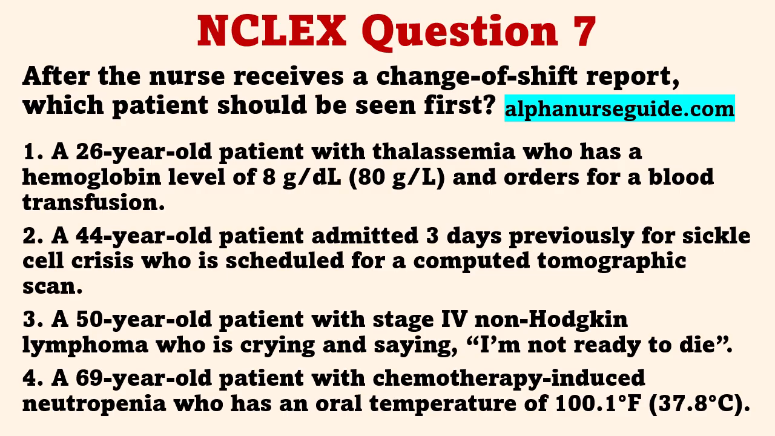The correct answer is 4. A 69-year-old patient with chemotherapy-induced neutropenia who has an oral temperature of 100.1 degrees Fahrenheit. Any temperature elevation in a neutropenic patient may indicate the presence of a life-threatening infection, so actions such as drawing blood for culture and administering antibiotics should be initiated quickly. The other patients need to be assessed as soon as possible, but are not critically ill.